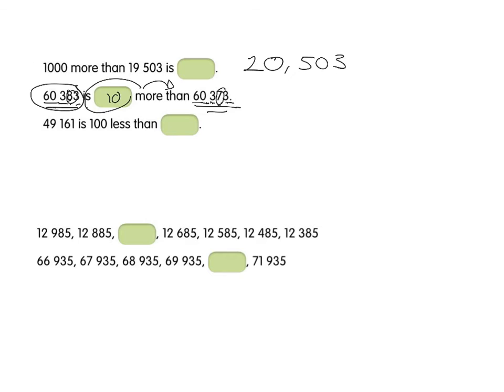The other way to think about it, to check, I could think, well, if that's true, then this number here is 10 less than this number here, and I can check it by doing it the other way. Okay, let's look at the next example.